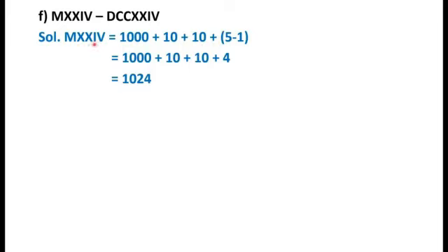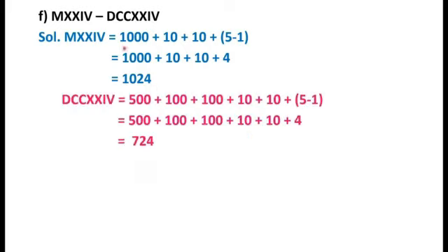So again the smaller one is coming in between the two large values. That means I will be subtracted from V according to the rule. Okay, so 5 minus 1, that is 4. Okay, so when we add 1000 plus 10 plus 10 plus 4, we will get 1024.